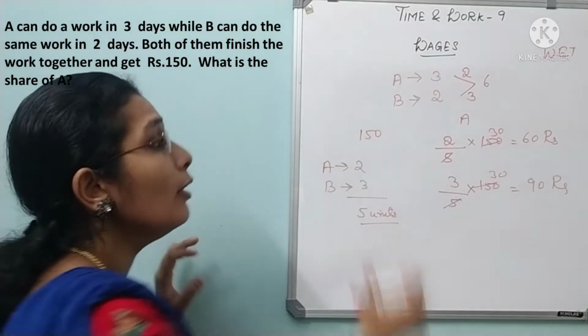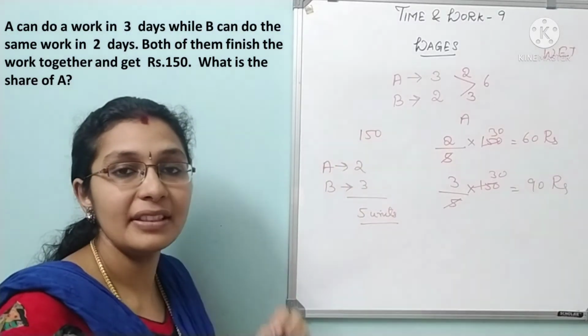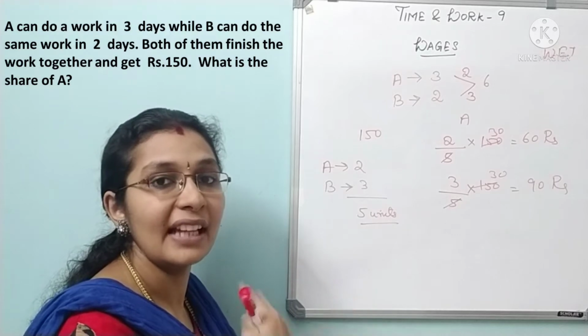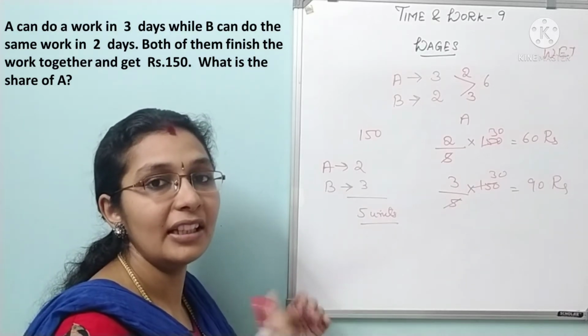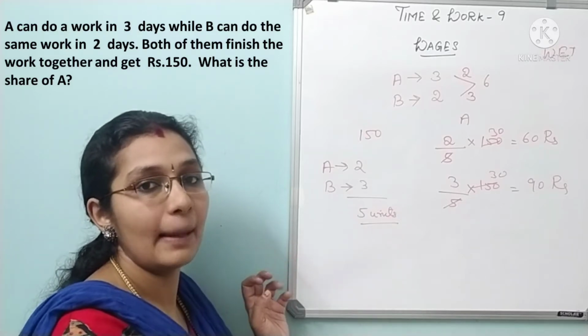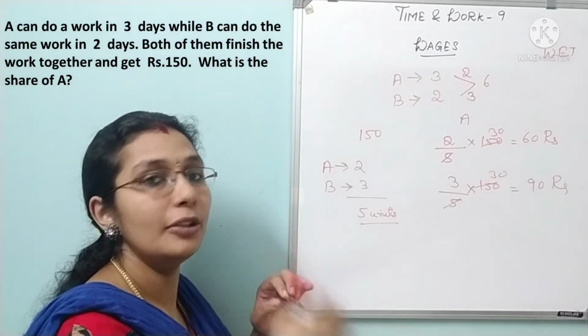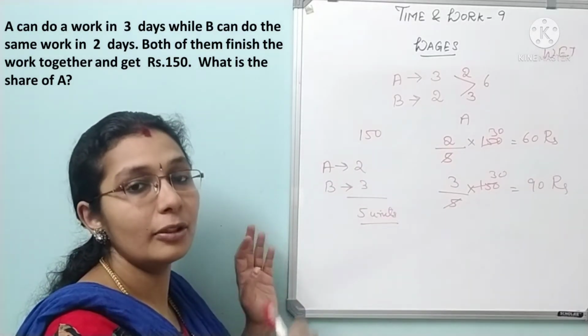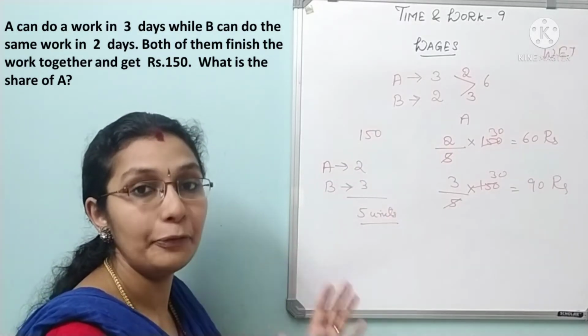One more time I'll tell you. First, you'll use the efficiency if they are working together. Suppose A works for this many days and he left, B comes after that and works for this many days, means you will use the number of units they are completing. That is the work done. Using that you will calculate the wages. Here they are working together, so we will calculate wages using efficiency.